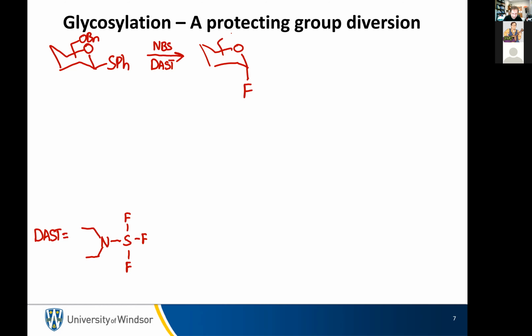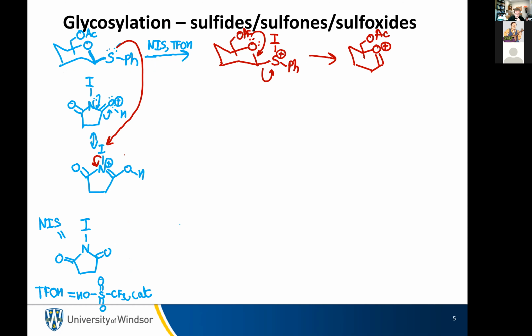So we can get anomeric fluorides. And this will be mostly off because of the anomeric effect. So we've got a few ways to activate it. We've got a few ways to treat it. I just want to make one other note here. Here I used NIS or triflic acid. There's a few options here.